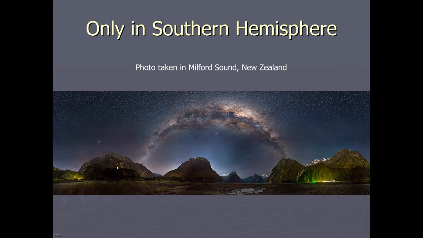Now, this is a photo taken in Milford Sound, New Zealand. As you can see, this part is the Milky Way core. This part has the maximum number of stars. And as we move towards this side and this side, we are approaching the edge of the Milky Way. So people in the southern hemisphere, they can always see this beautiful view of the Milky Way.